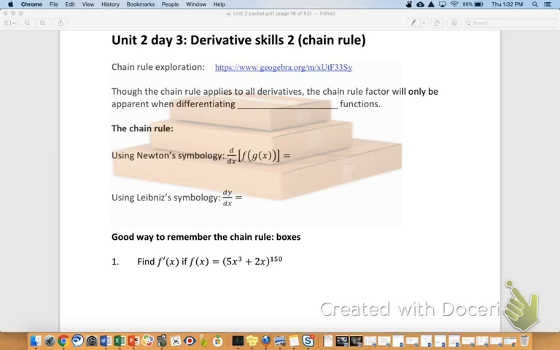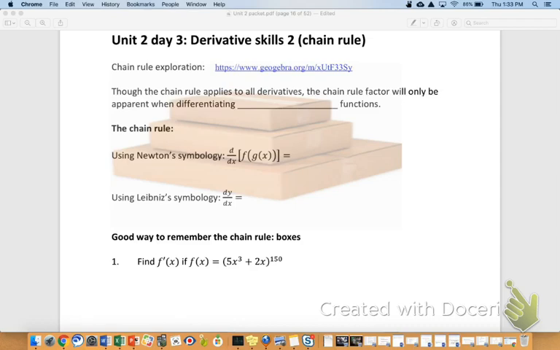So we're going to be moving into a new concept, but it's not really that new of a concept. This is called Derivative Skills 2. We just did a couple of days of Derivative Skills 1. So the good news is, if you remember what the derivative of sine is, that will very much help you here. If you remember what the derivative of e to the x is, that will help you here as well. So it's hopefully a natural progression from Derivative Skills 1 into Derivative Skills 2. And today we're going to be looking at something called the chain rule.